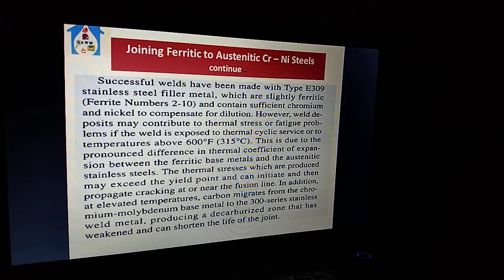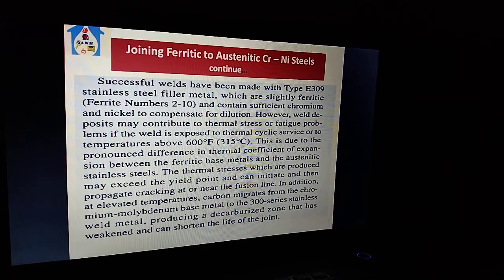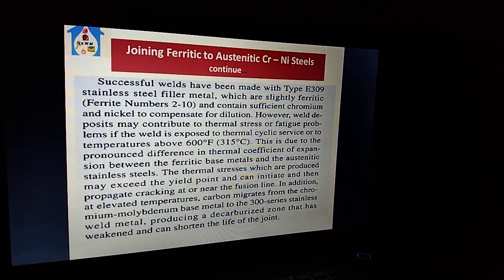The thermal stresses which are produced may exceed the yield point and can initiate and then propagate cracking at or near the fusion line. In addition, at elevated temperature, carbon migrates from the chromium-molybdenum base metal to the 300 series stainless steel weld metal, producing a decarburized zone that has weakened and can shorten the life of the joint.